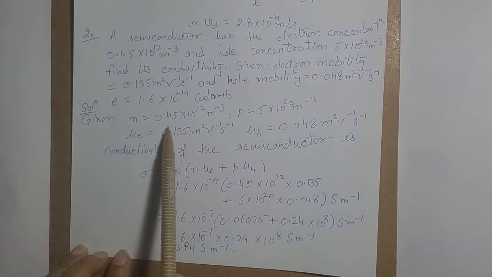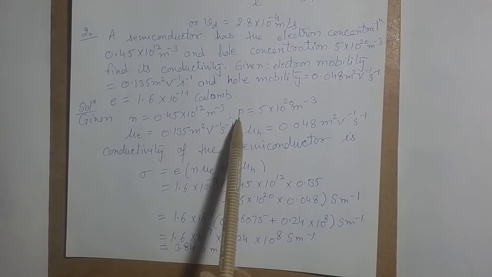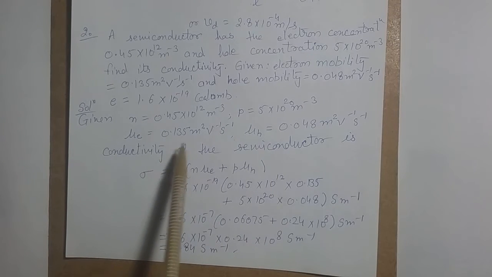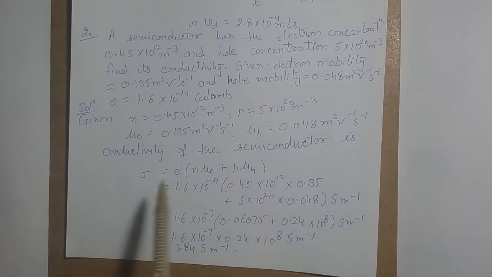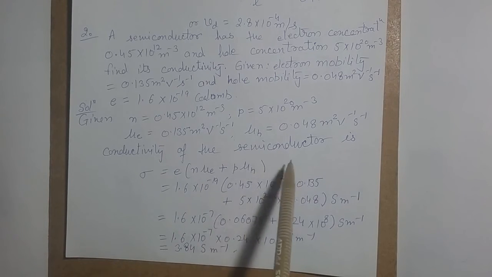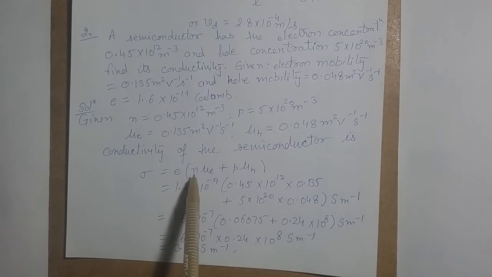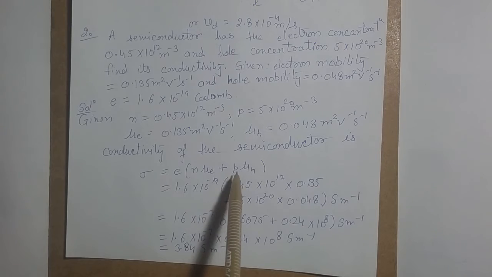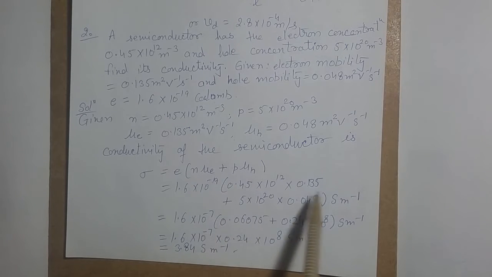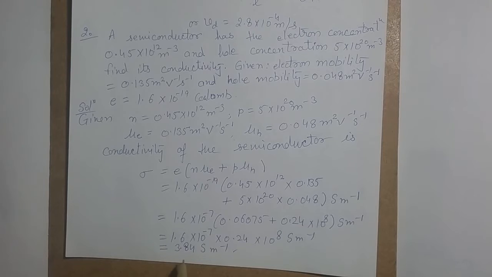So these are the given terms: electron density, hole density, electron mobility, hole mobility. We know the formula for conductivity for a given semiconductor is e, that is the charge on the charge particle, into (n mu_e plus p mu_h). Substituting the values and solving this, we are getting the conductivity for this given semiconductor is 3.84 Siemens per meter.